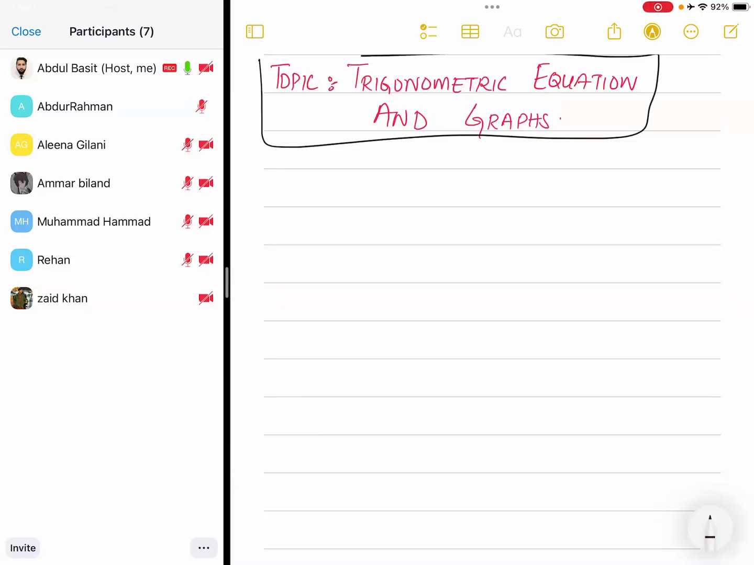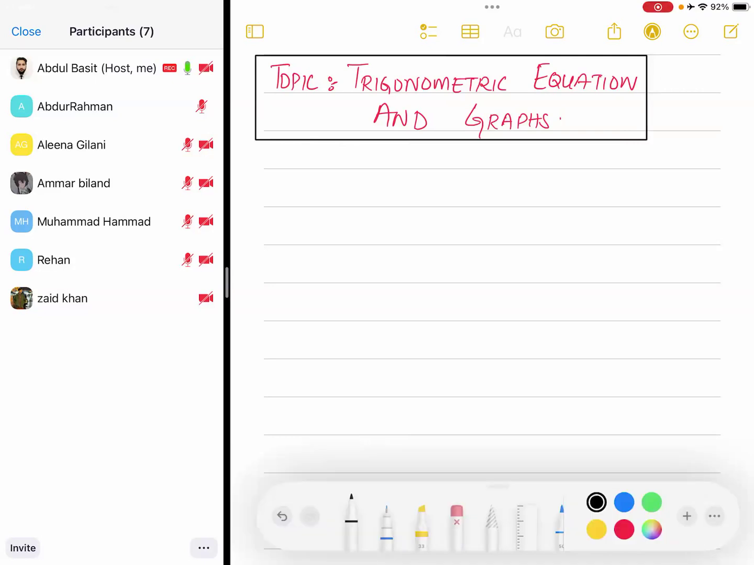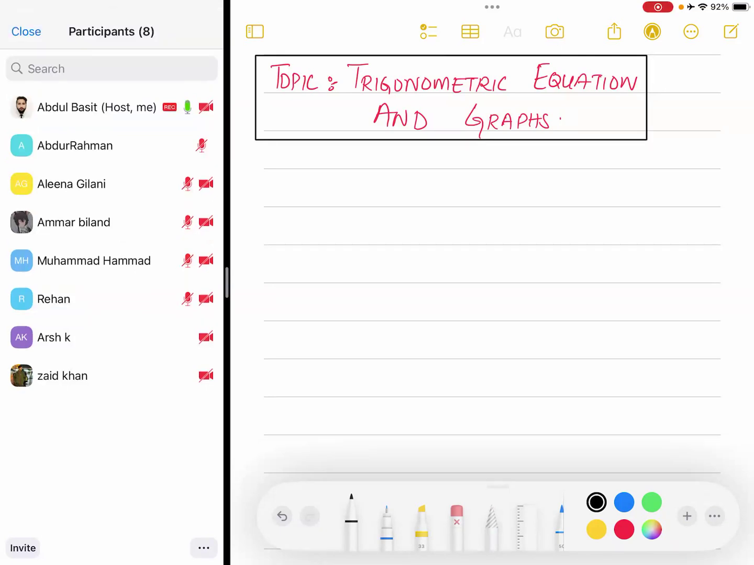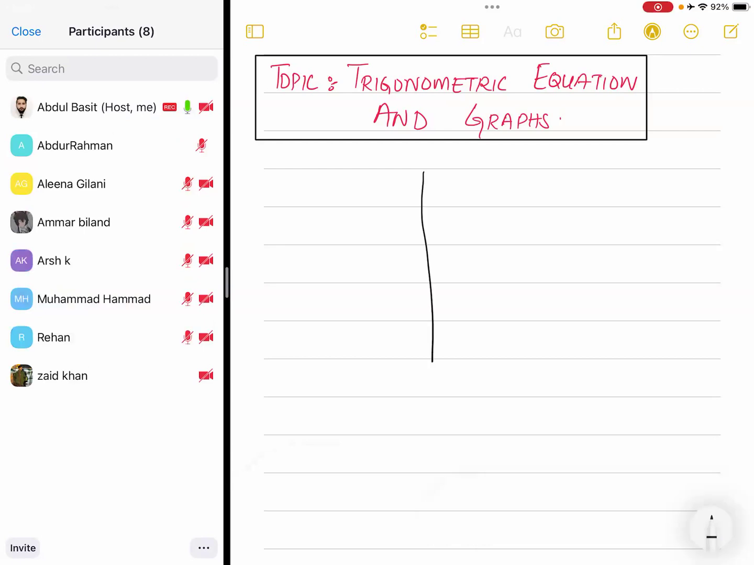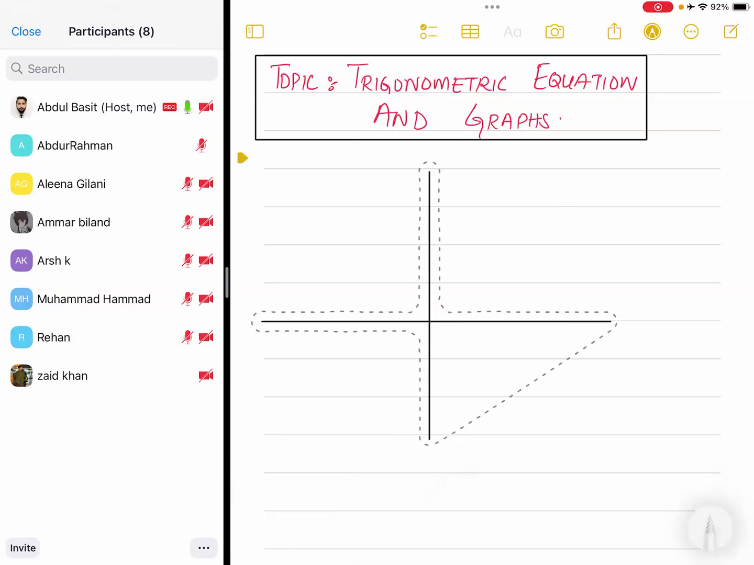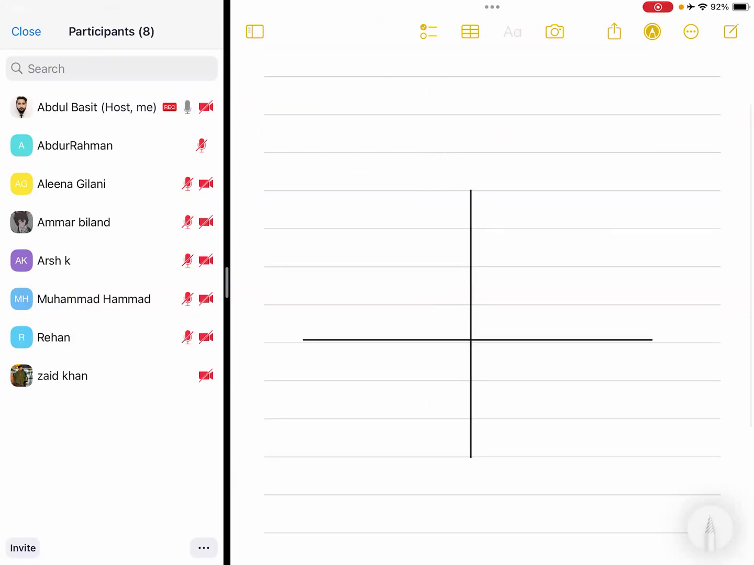Trigonometric equations and graphs. First of all, beta, we need to understand what trigonometric equations are and what the graphs are. Remember that trigonometric equations follow a rule of plus. And what this rule of plus is all about, pay attention. This is the rule of plus.